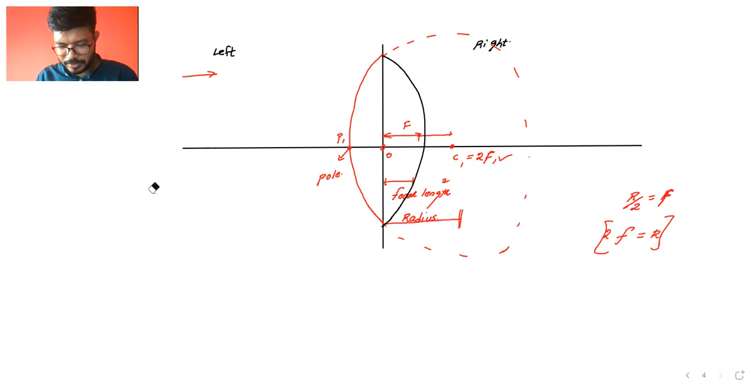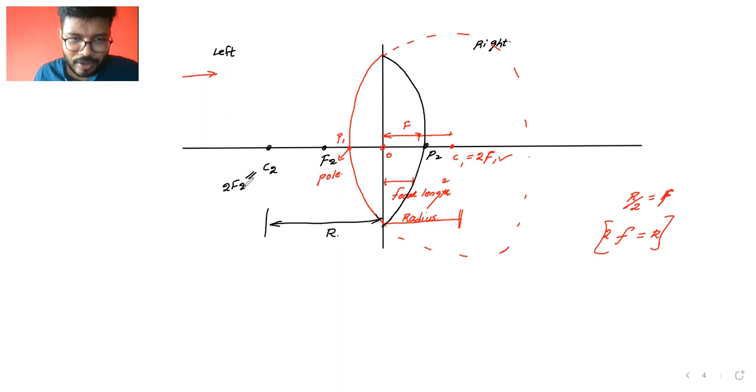Any doubt so far in this? These are just structures. If you see the second case also, what will happen? There'll be a pole, I'll take it as P2, and for this P2 there'll be a focus, F2. For this F2, there'll be a center of curvature C2, which is necessarily 2 times F2, because the radius and center of curvature are related to each other. So radius is equal to 2 times the focus. Remember it. This is your lens. Only thing is, you have to add one more point. That's it, nothing else.